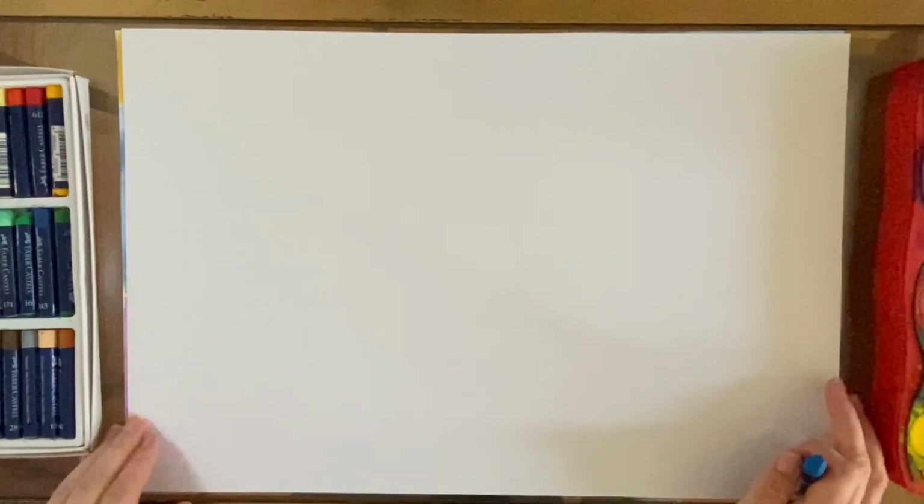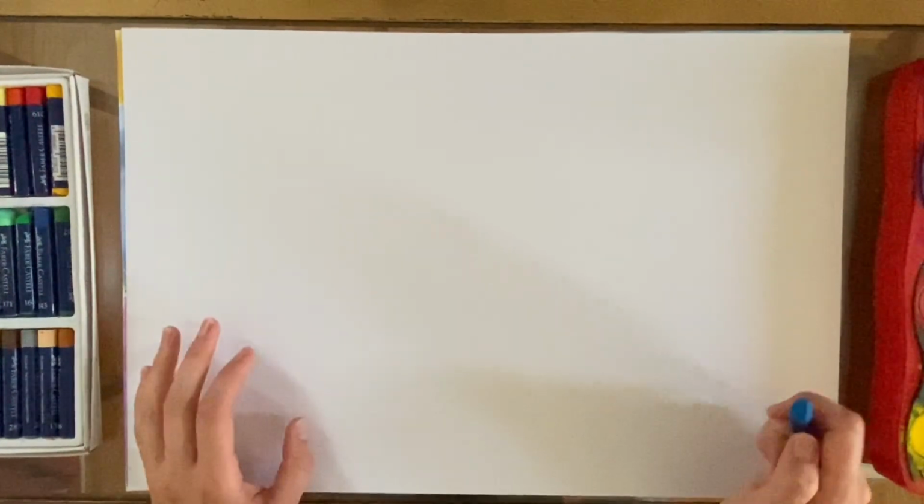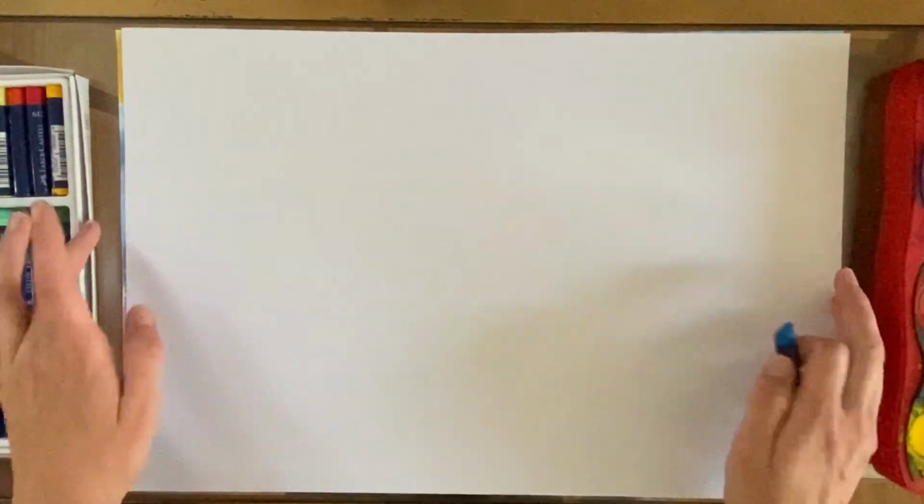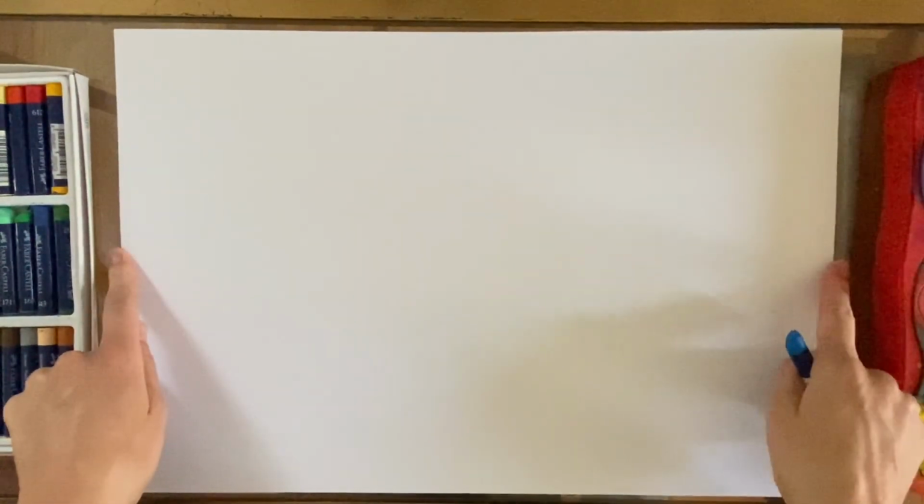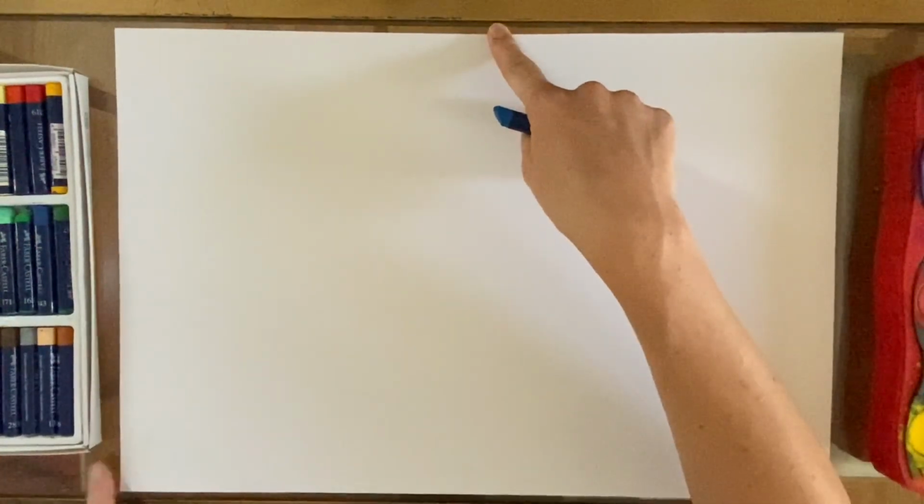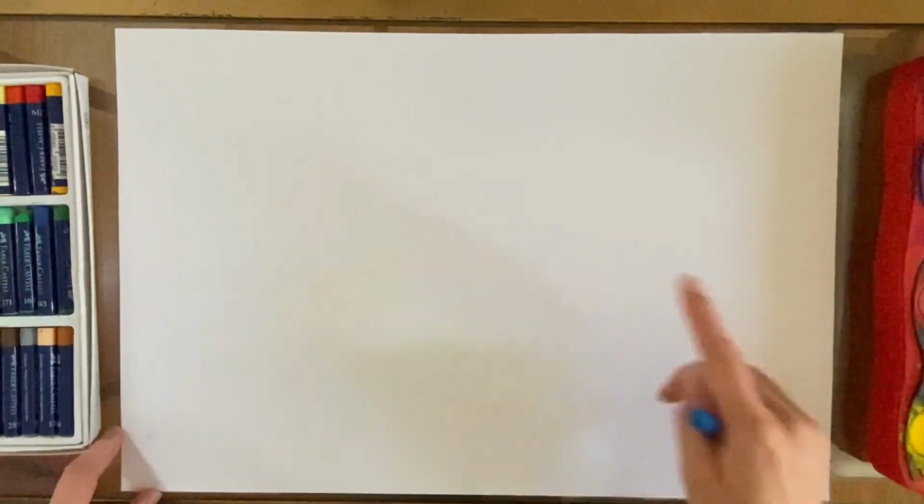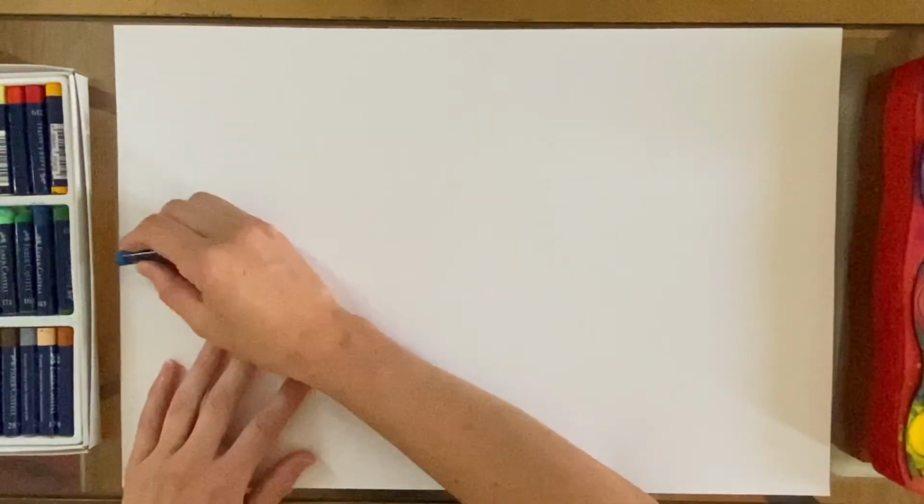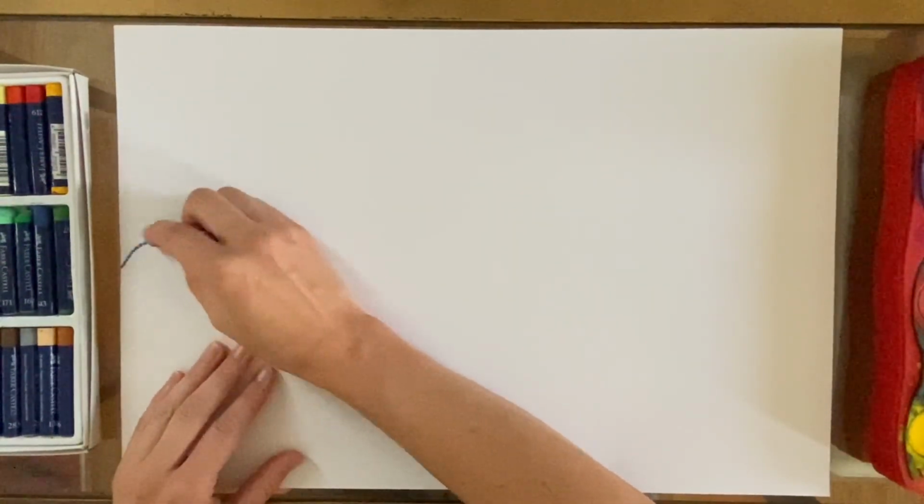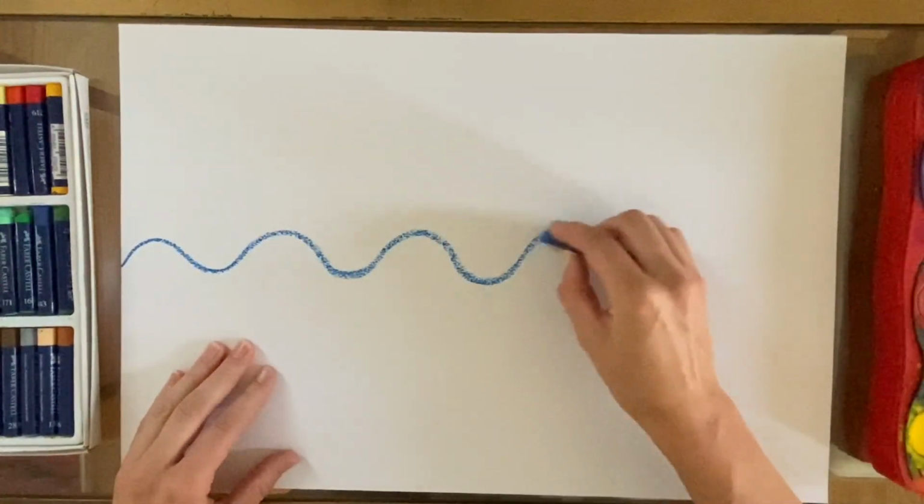First thing I'm going to do is pick a color and a direction. So I can pick horizontal, vertical, or diagonal. To make it easy, I am going to do horizontal. Each time I do a new line, I'm either going to go from one edge to another, or I'm going to go from an edge to a line or a line to a line. You'll see that more as we go. So I'm going to start edge to edge horizontally with a simple wavy line.